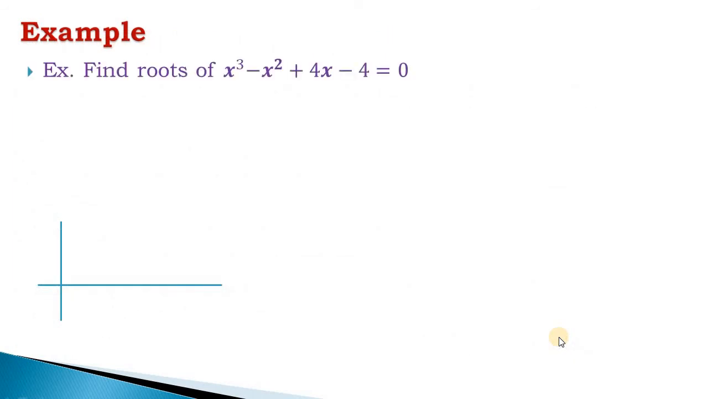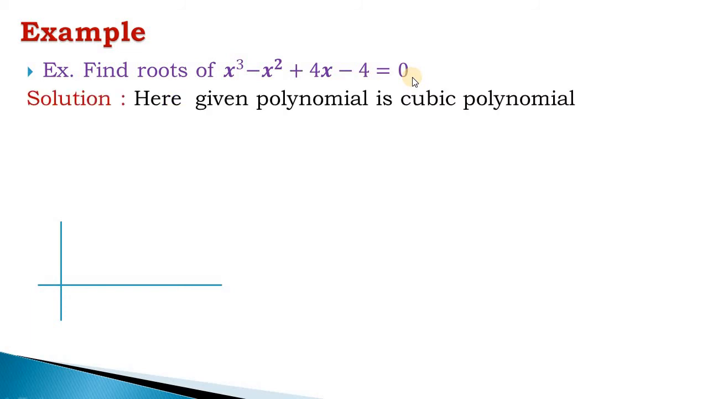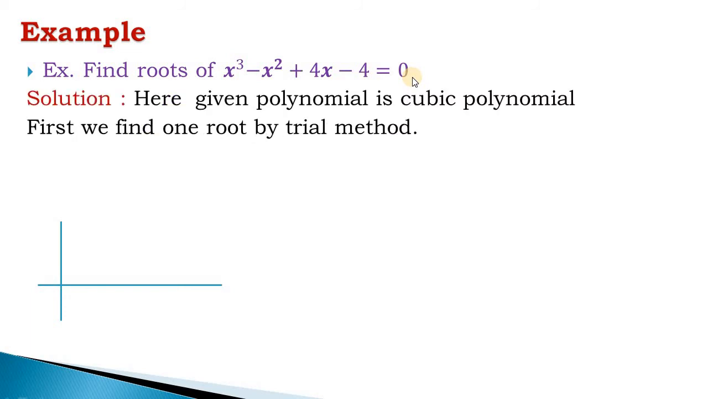So, example: find the root of x cube minus x square plus 4x minus 4 equals 0. It is a cubic polynomial, and if we compare this, we get a is 1, b is minus 1, c is 4, d is minus 4.